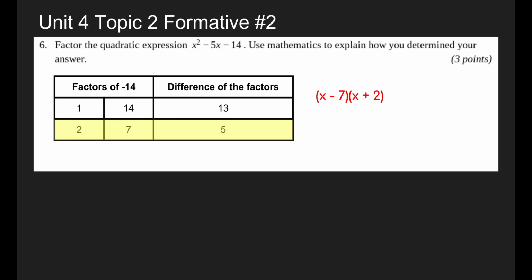The student who really relies on algebraic manipulation is going to set up the chart and is going to write it out, or they're actually going to do factor boxes, or they're going to do factor by grouping in some way.